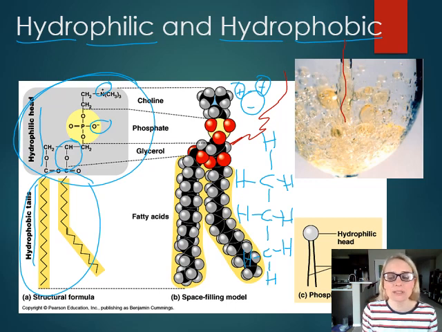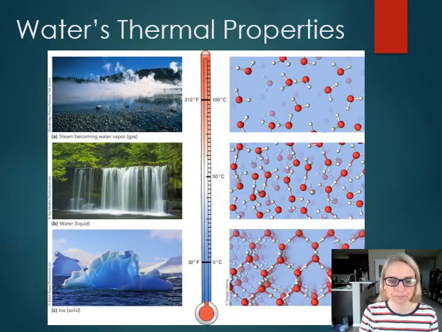And like I said, we're going to see this in chapter 4 and chapter 5 when we start looking at lipids and the structure of the plasma membrane, because these phospholipids are going to be part of the structure of your cell's plasma membrane.